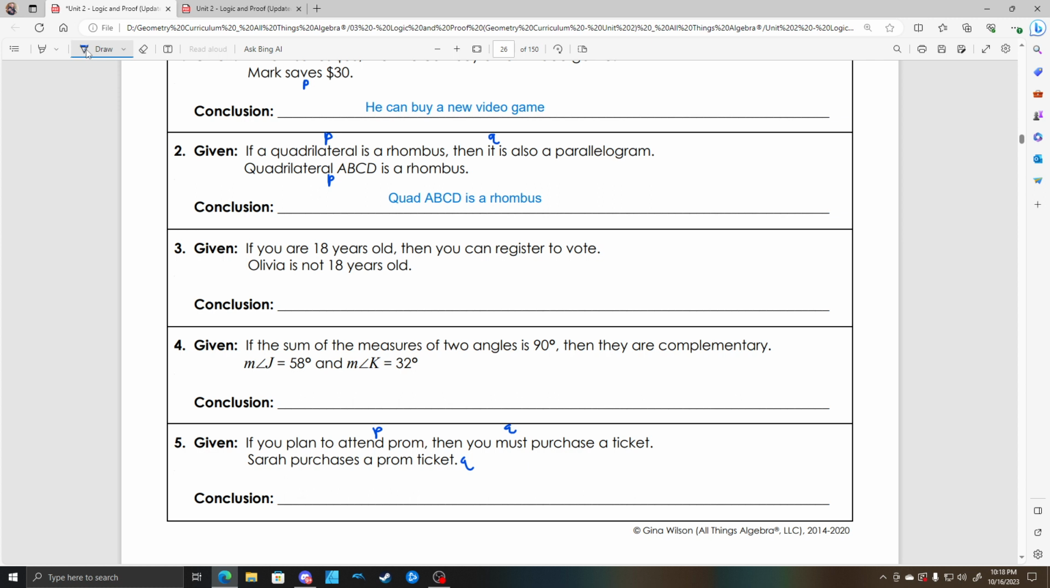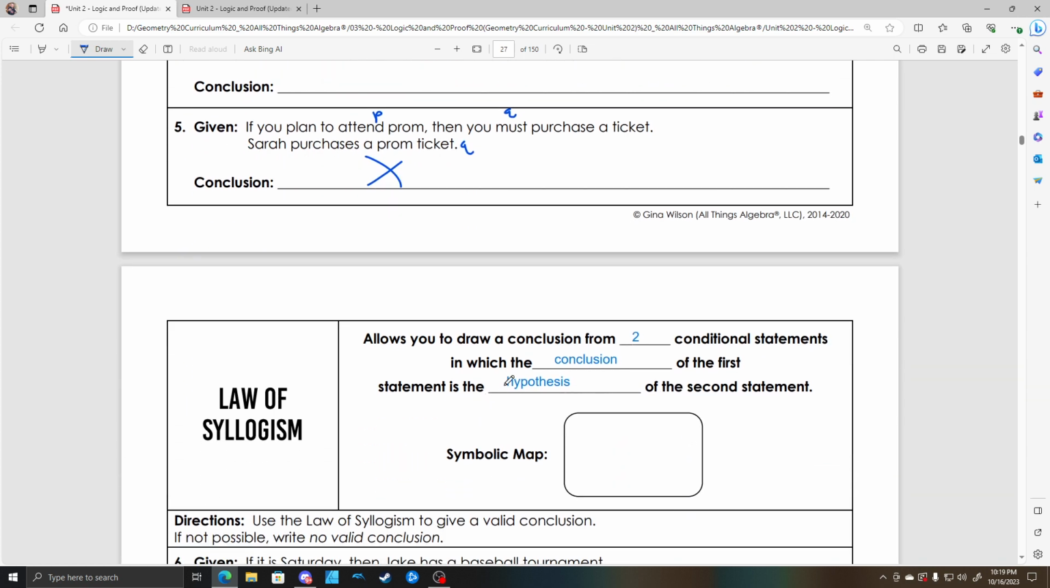So this doesn't work. Like I said, I know it sounds like it would, but this doesn't follow the pattern, and therefore the logic of it is lacking. If you think about it, this isn't deductive. It's more like, well, chances are she's going to want to attend prom, but we don't know that for a fact. And we're talking about facts when we talk about deductive reasoning. So this may be inductive reasoning, but it's not deductive reasoning.